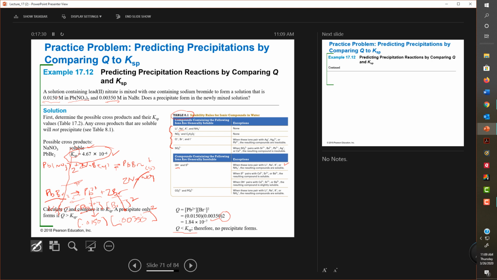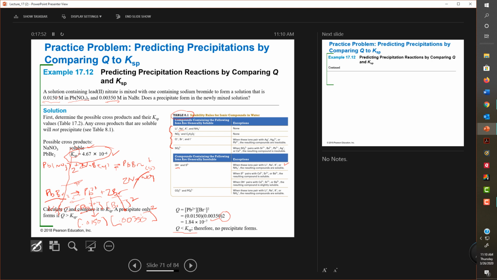So that's the power of this calculation, is before you added a certain concentration of lead-2 nitrate and a certain concentration of sodium bromide into the same reaction container, same beaker, you're able to predict whether you think a precipitate will form or not. So Q being less than KSP, no precipitates form.